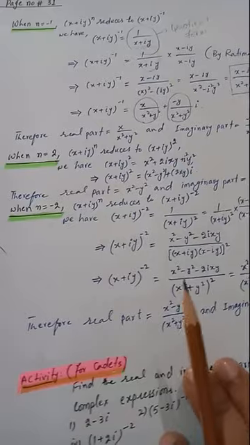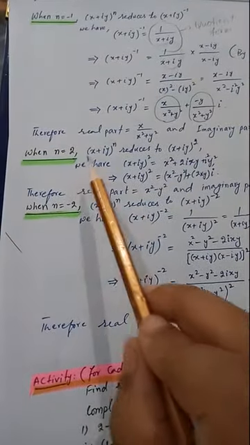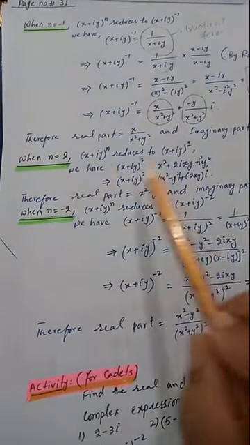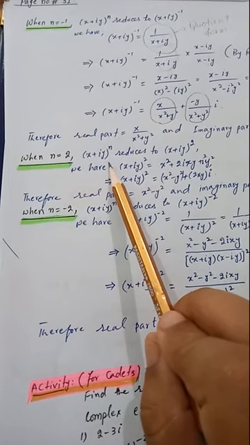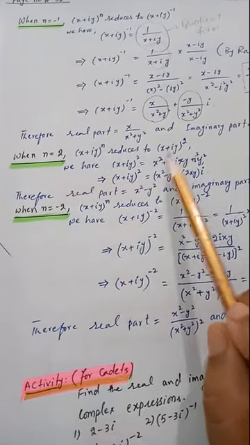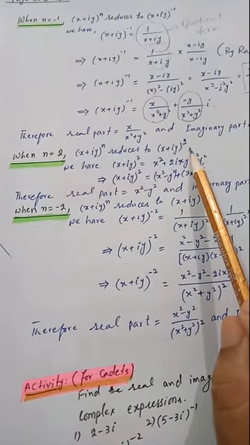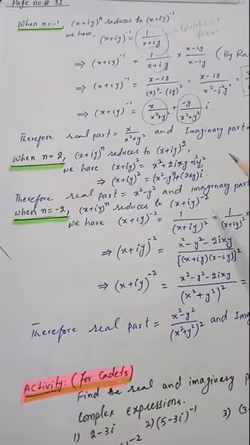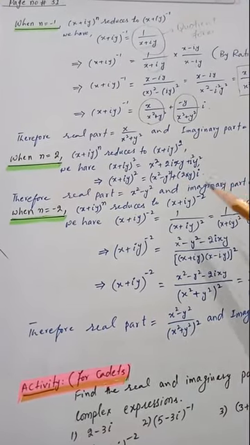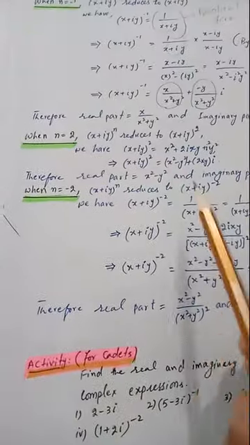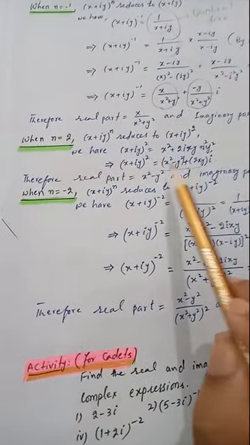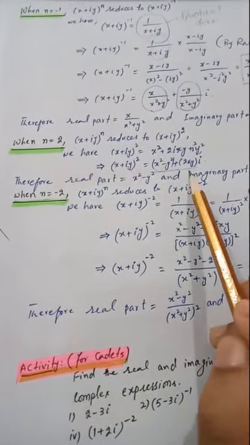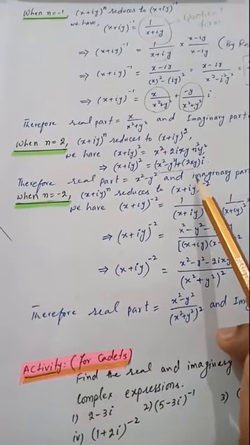Now if n is equal to 2, so you see that this x plus iota y power n will be reduced to x plus iota y whole square, and then use the formula a plus b whole square is equal to a square plus b square plus 2ab. So you see that this is so easy. So x square minus y square will be the real part, and 2 multiplied by xy is the imaginary part.